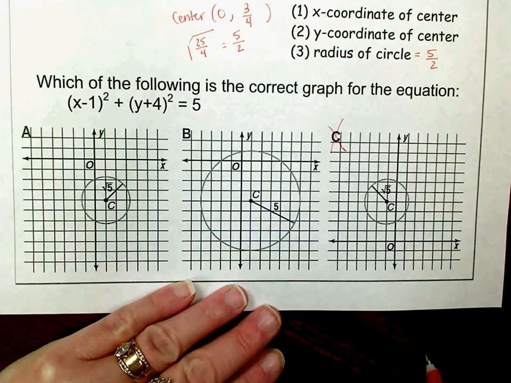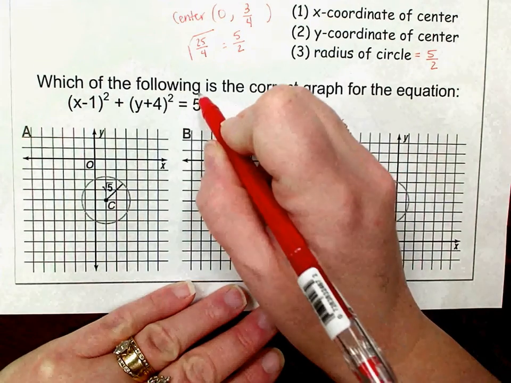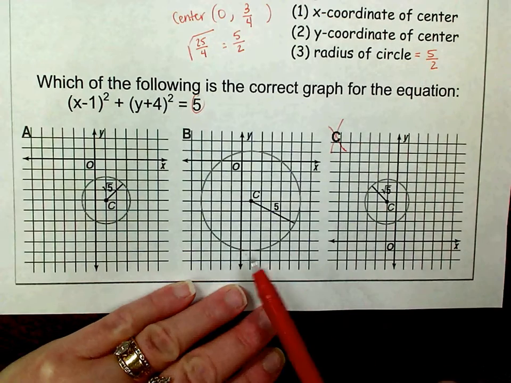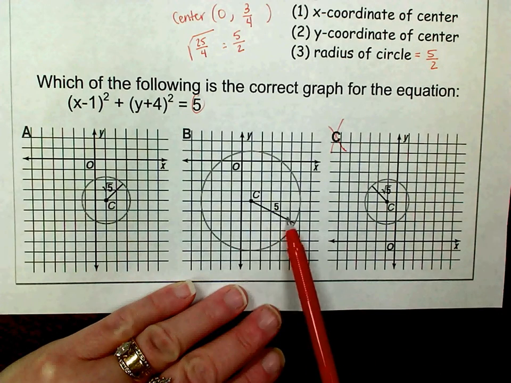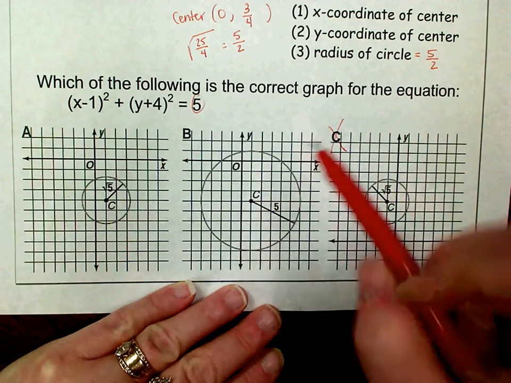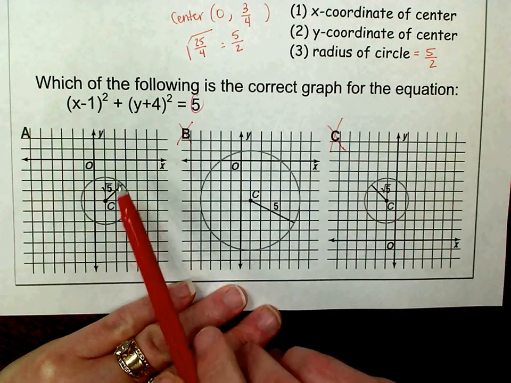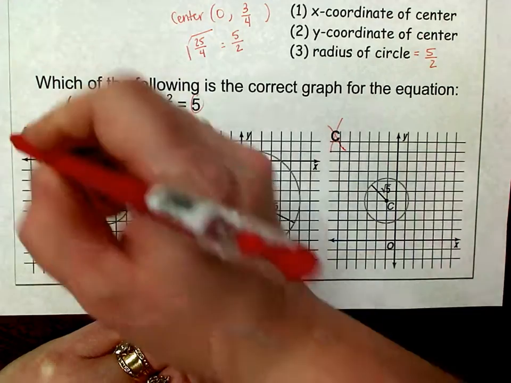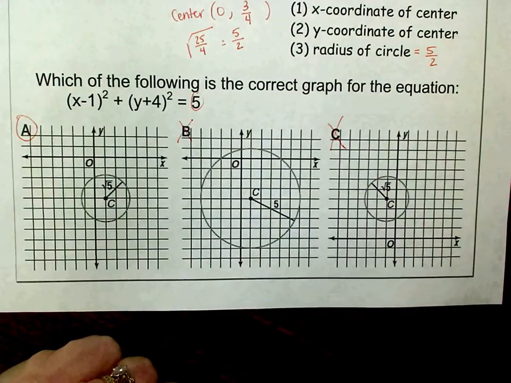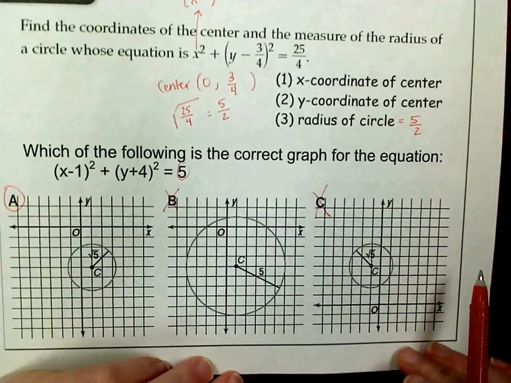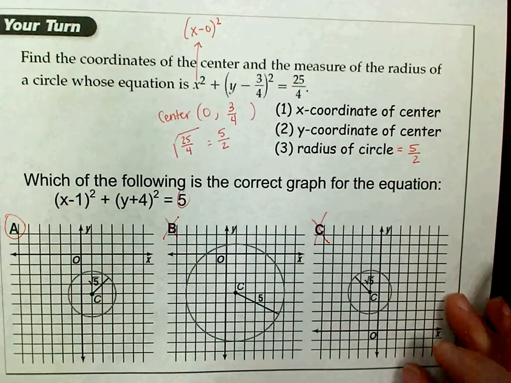Now remember, this is your radius squared, not your radius. So you see how this circle used 5 as the radius? That would be incorrect. The radius is actually the square root of 5, like is pictured in A. So A would be the correct graph. I don't know if I had that off of the screen the whole time or not, but there you go.